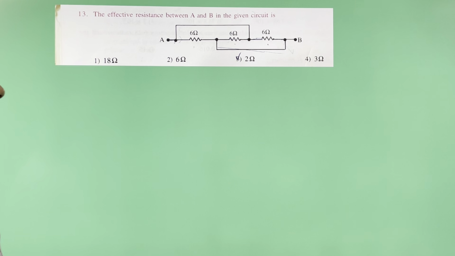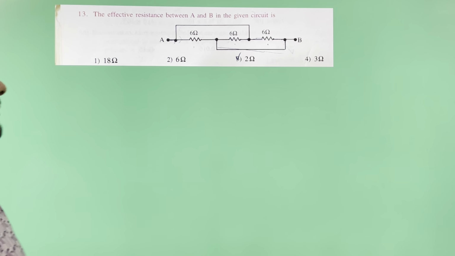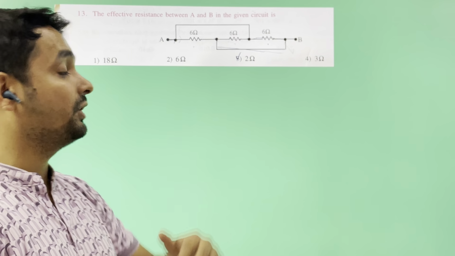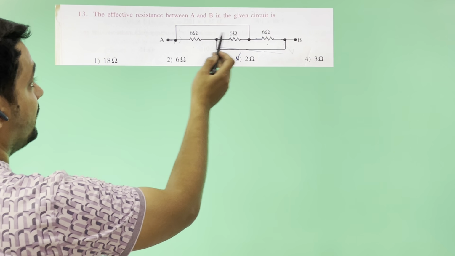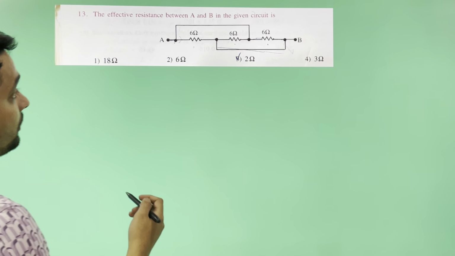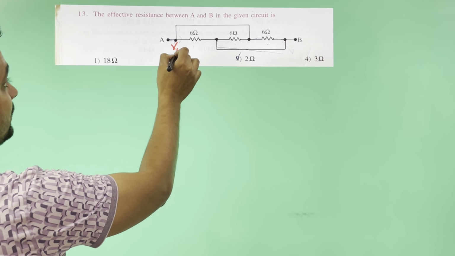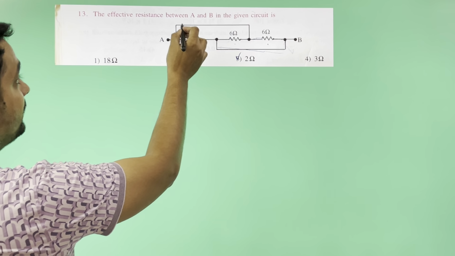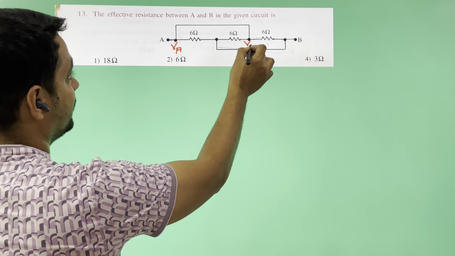We have to find the effective resistance between A and B in the given circuit, and we have three resistors, each of 6 ohm resistance. Now how do we find the effective resistance? It's a very easy problem. Between point A and point B we have to find the R equivalent. Point A has potential VA, and because this is a wire, it has the same potential at every point, so here also the potential will be VA.